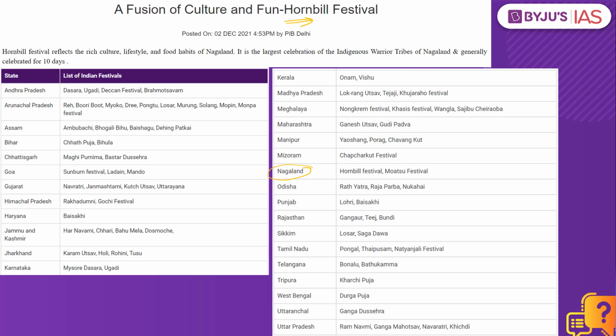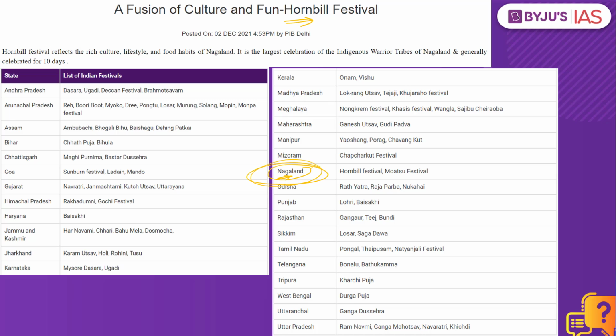The economy and its productivity increase over a period of time, and ultimately the tourists experience the custom, the food, the songs and dance of the different tribal communities in the state of Nagaland, which is why we have the Hornbill Festival, which is celebrated in the state of Nagaland.